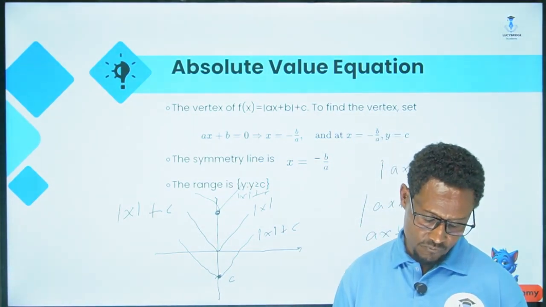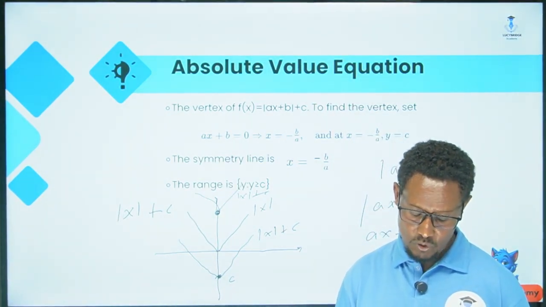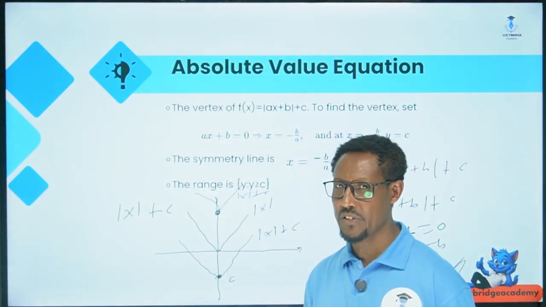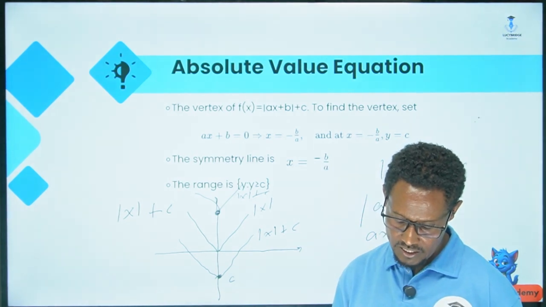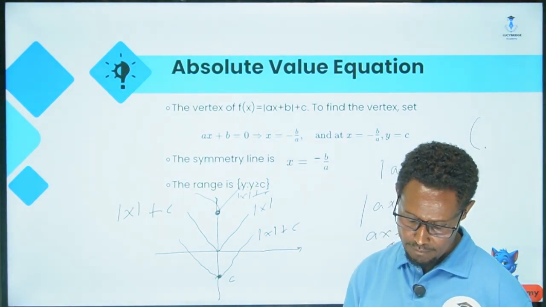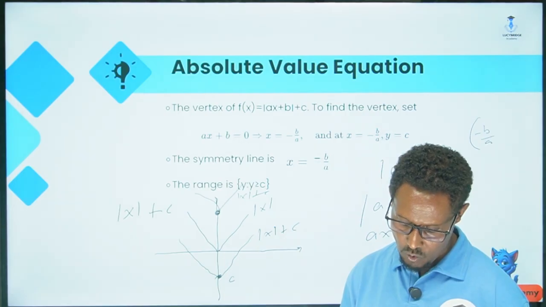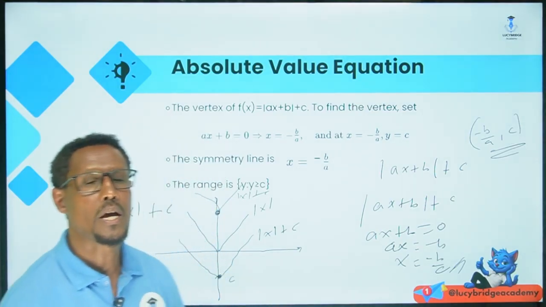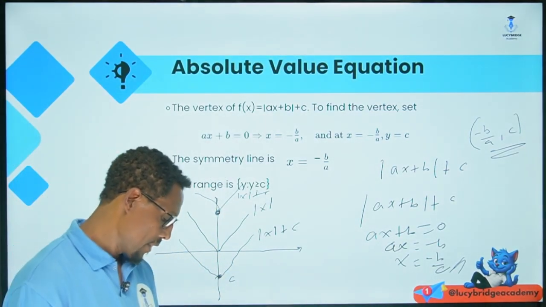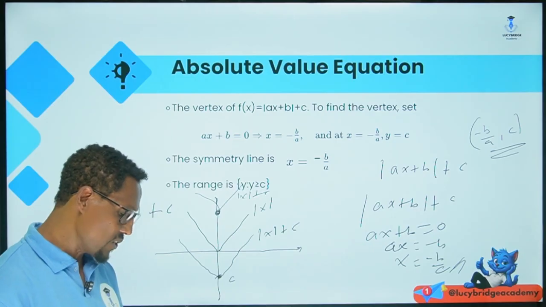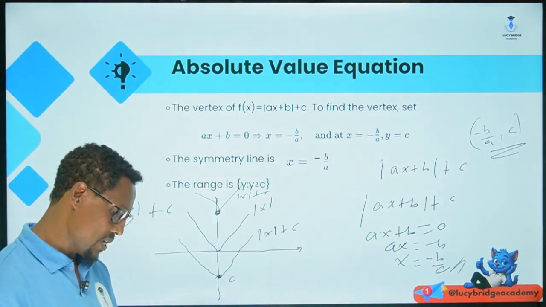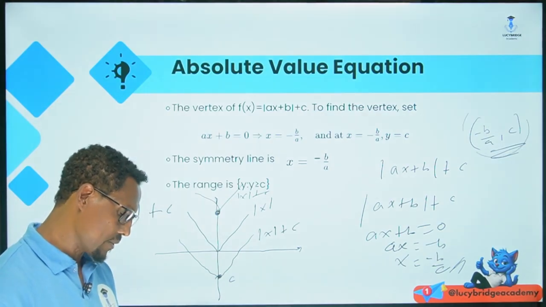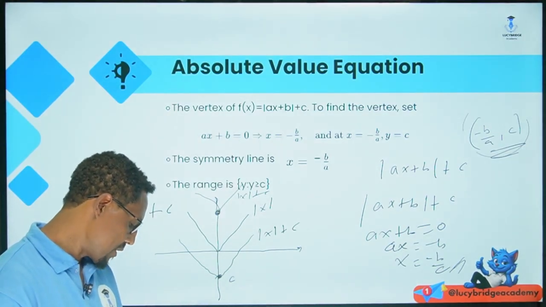But if it has the form the absolute value of ax plus b plus c, the vertex is different. That means the vertex will be minus b over a comma c, the vertex of the given absolute value function. And the range is always greater than or equal to c. Yes, the vertex tells us the domain and range.